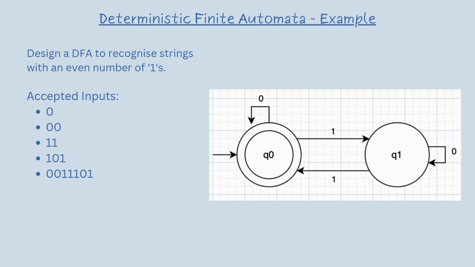Then another simple string that should be accepted by our DFA is just 0. If someone just has 0, like literally just the number 0, it should be accepted because it still has a 0 number of ones.